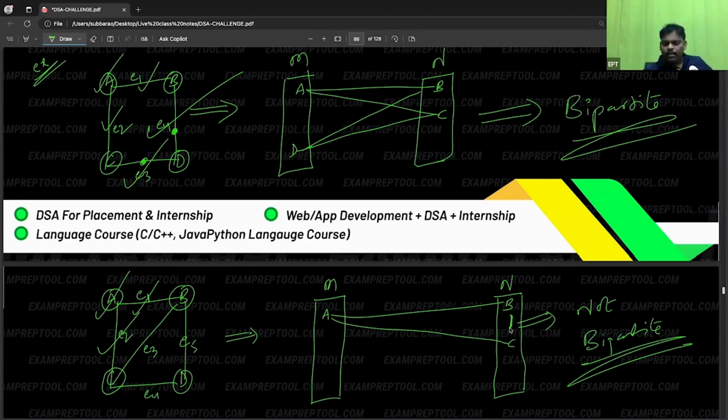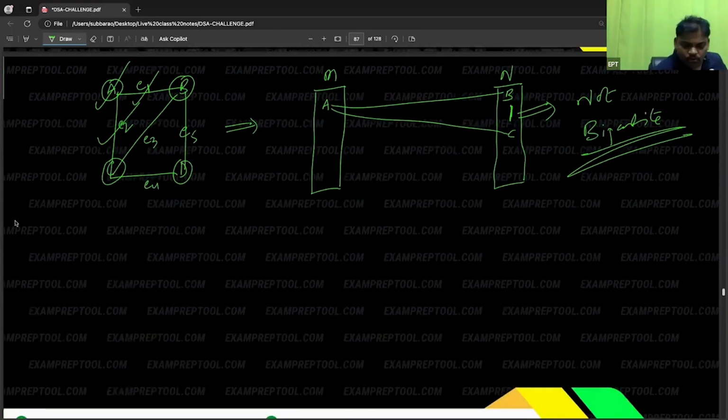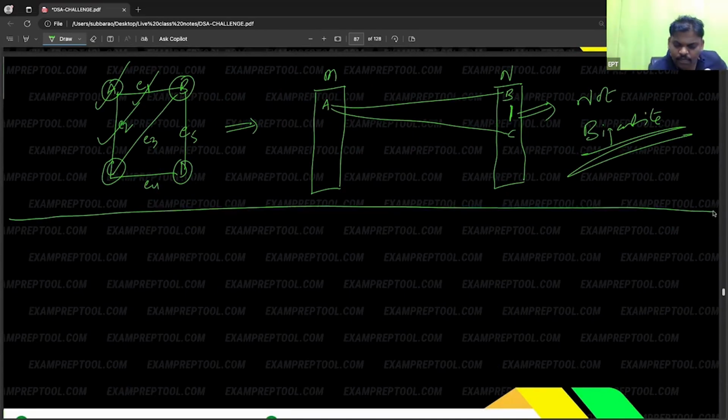So this is the bipartite problem, right? I hope everyone is fine. Some people are asking how to solve this problem. I think it's very interesting, because it is a very simple one. There is not much work. Just traverse the entire graph one time.